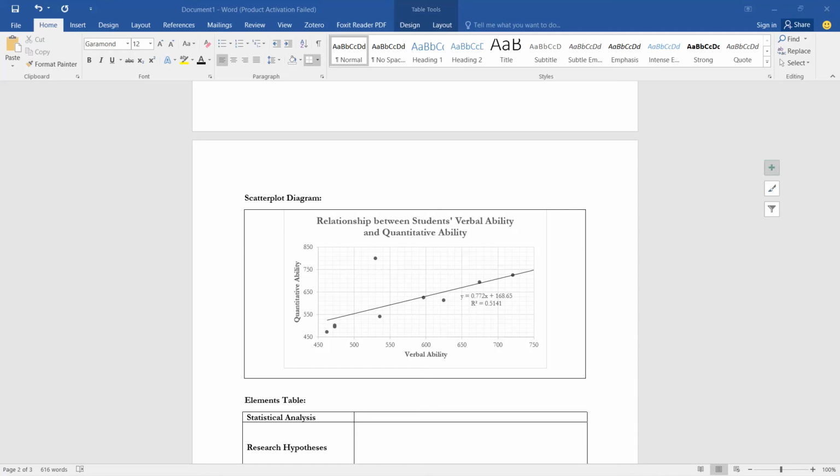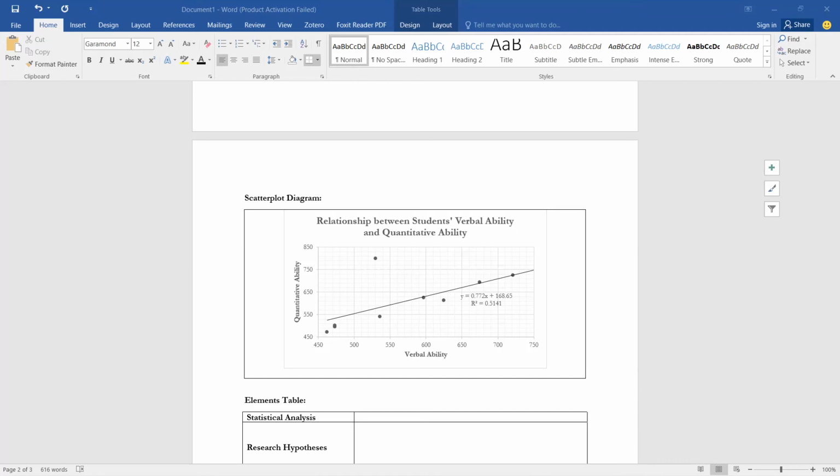And then the axis titles, I added them. Ito, I changed this to the relationship between, so we can, correlation between students' verbal ability and quantitative ability. Quantitative ability. And then this is your Y, so this is quantitative. Quantitative ability. Meanwhile, this is verbal ability. There. Now, how did I draw the regression line?